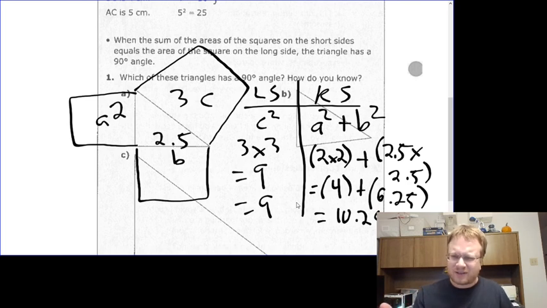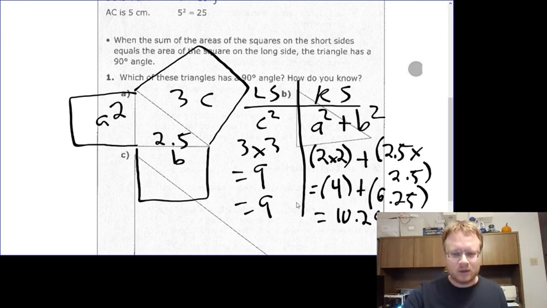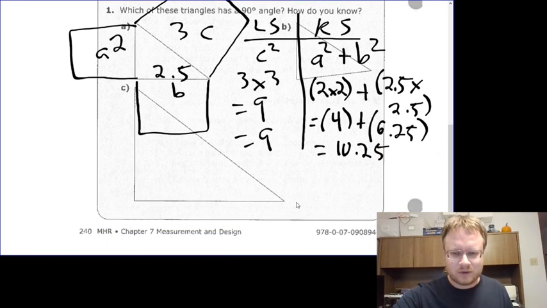So I'm not going to ask you this kind of question too often. It's included in the note, so I think it's good to work through anyway. And so we can do this check. We can find the size of square C. We can find the size or area of square A and B and add it together. And they should be equal if it's a right angled triangle. Because it's not equal, 9 does not equal 10.25.